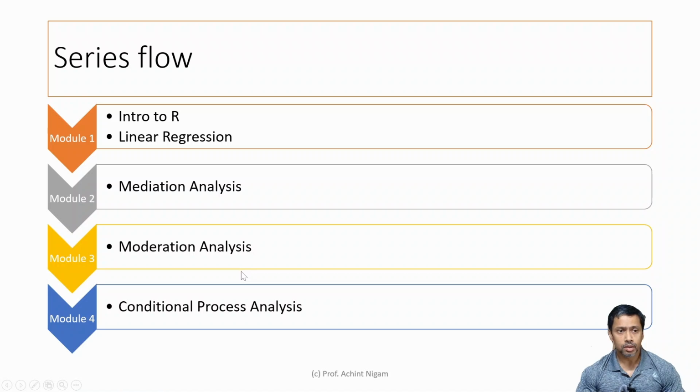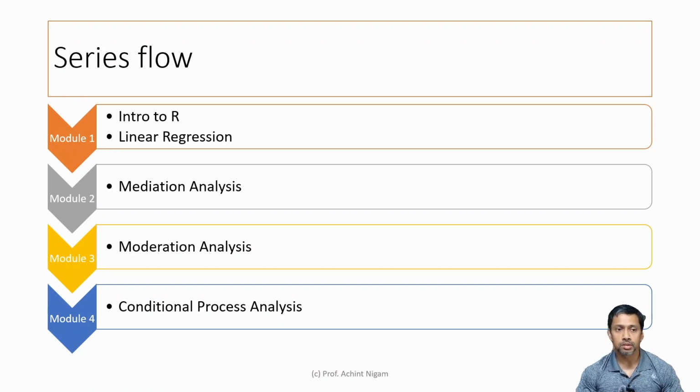So the flow of the series: the first module will give an introduction to R. I will be hand-holding you in every step. I will show you where and how to install R, where to install RStudio, and where to get all these files. Then I will go through the basics of linear regression, because all mediation, moderation and conditional process analysis relies on conceptual clarity of linear regression, simple linear regression and multiple linear regression.